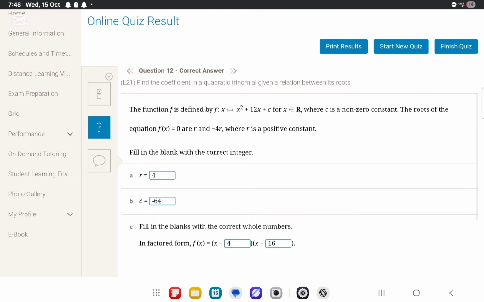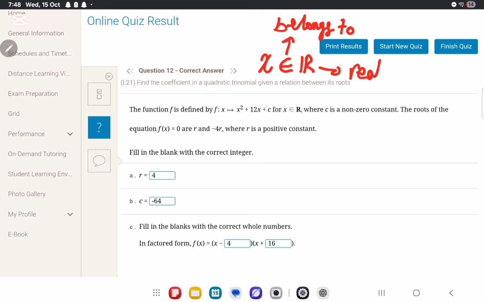So this came in our periodic, if you remember. The function f is defined by f of x equals x squared plus 12x plus c, for x belongs to R. So when they write it like this, what this means is belongs to, and this means real numbers.